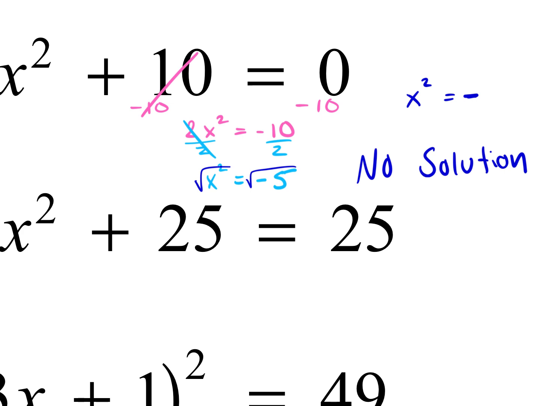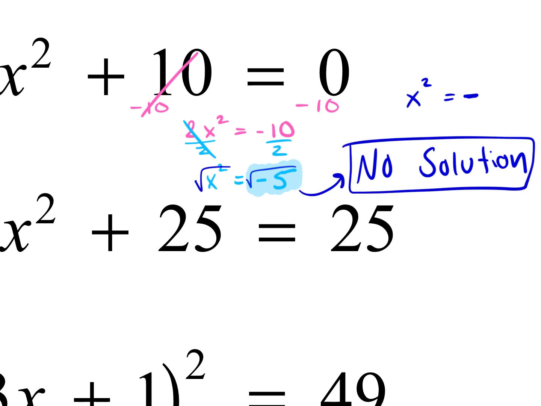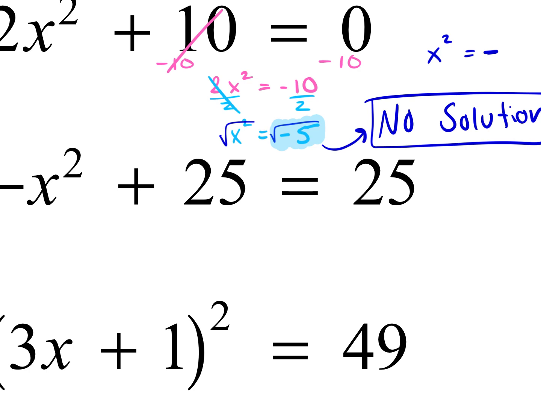So if you take the square root of a negative number, we can't do that, so our answer would be no solution. Or not possible is fine. Any questions here?